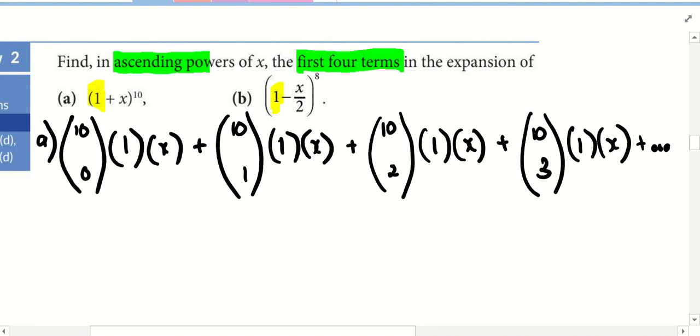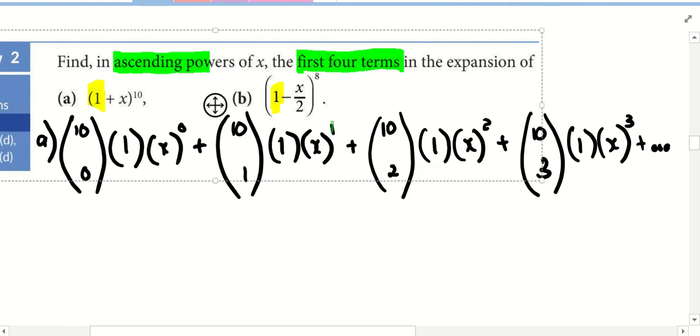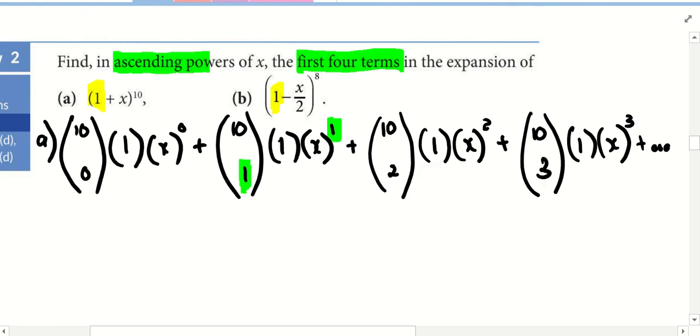Now, I need to fill in all the powers. Where do we start? Ascending power of x. Meaning the power of x must start from 0, smallest. If I start from 0, the next one must be 1. The next one must be 2. The next one must be 3. Hey, this is consistent with what we did just now. If you remember, if x to the power 1, you choose 1. Am I right? If it's x to the power 3, we choose 3. That was what we did just now as well.